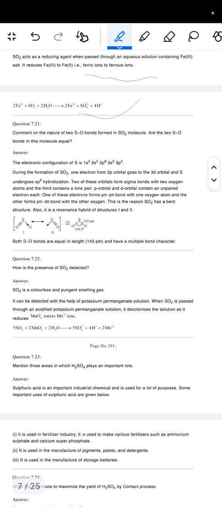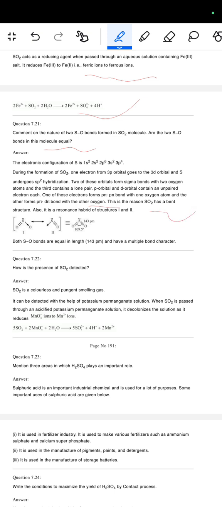Next is: comment on the nature of the two S–O bonds formed in the SO2 molecule. Are the two S–O bonds in the molecule equal? The electronic configuration of S is 1s2 2s2 2p6 3s2 3p4. During the formation of SO2, one electron from the 3p orbital goes to the 3d orbital and the S undergoes sp2 hybridization. Two of these orbitals form sigma bonds with the two oxygen atoms and the third contains a lone pair. The p orbital and the d orbital contain an unpaired electron each. One of these electrons forms the p-pi bond with one oxygen atom and the other forms the p-pi d-pi bond with the other oxygen. This is the reason SO2 has a bent structure.